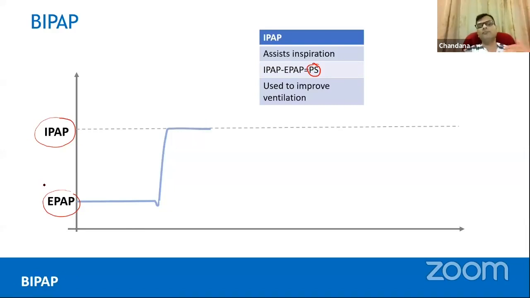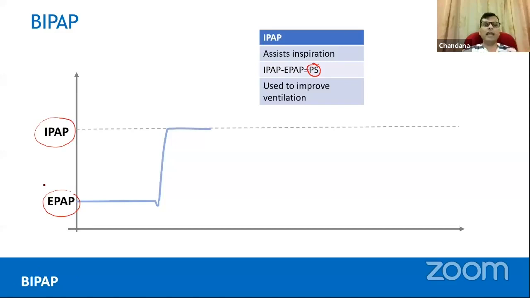Whatever it is, what really happens is you have a baseline pressure. When the patient tries to breathe in, the ventilator will increase the pressure to a higher level. Basically that is what it is. You can sort out the names later on, but basically you have a baseline pressure, and when the patient tries to breathe, the pressure is increased. These two pressure levels are called inspiratory positive airway pressure and expiratory positive airway pressure.